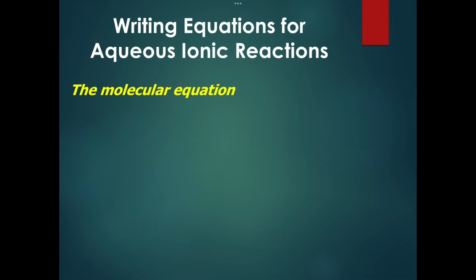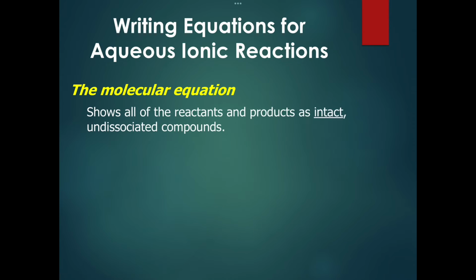So we have 3 different types of equations that we can write when we write these reactions. The first one is the molecular equation, and this is just our normal balanced chemical equation, the one we've been writing throughout the whole course, right? So if you hear me say molecular equation, that's just our normal balanced chemical equation. It's going to show all of our reactants intact, just like normal. You're not going to break them into ions, you're just going to write the 2 things that are reacting and then show the 2 products, just like normal.